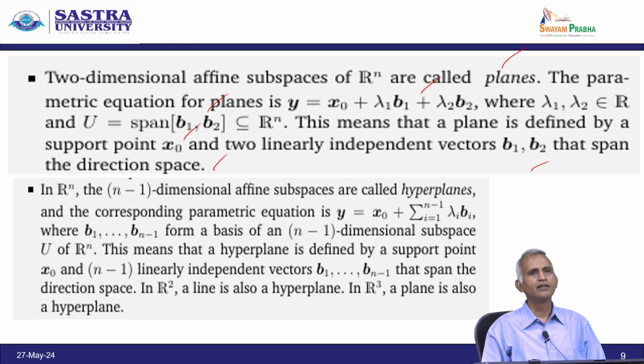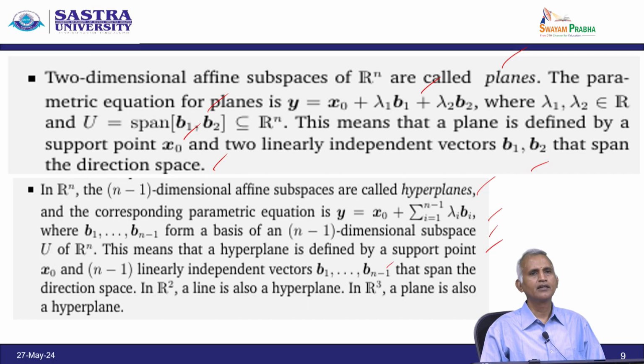In R power n, the n minus 1 dimensional affine subspaces are called hyperplanes, and the corresponding parametric equation is y equal to x naught plus summation i equal to 1 to n minus 1 of lambda i bi, where b1 to b n minus 1 form a basis of an n minus 1 dimensional subspace U of R power n. This means that a hyperplane is defined by a support point x naught and n minus 1 linearly independent vectors b1 to b n minus 1 that span the direction space.